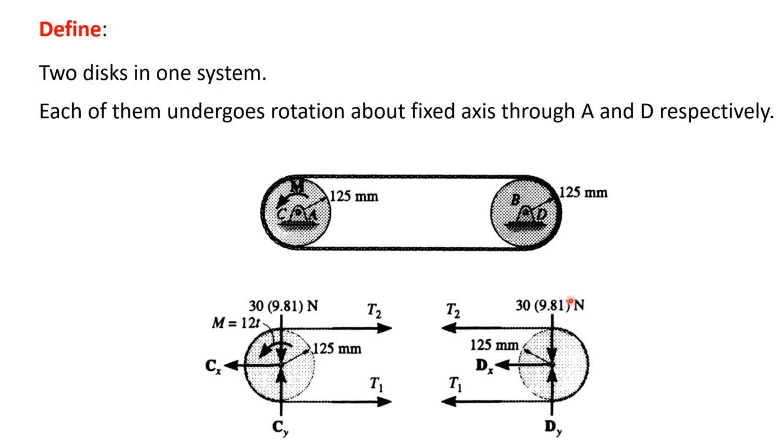So we start first with defining the problem. We have two disks in one system. Each of them undergoes rotation about a fixed axis through points A and D respectively. The free body diagram will show us that disk 1 has the moment here, and two reaction forces at point C, which are not going to affect much because they do not have any effect on the moment. The same thing goes for the weight. But tension 1 and tension 2 will. Same thing, T2 is equal to T2 on the other side.